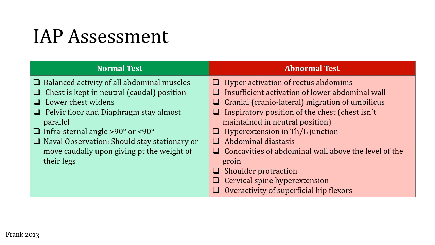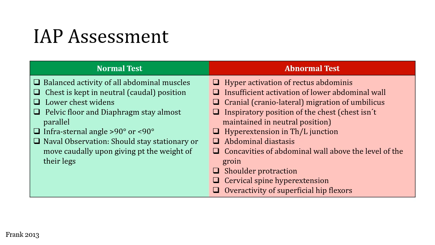Abnormal tests, so there's a number of compensations that you may see here with hyperactivation of the rectus, which would manifest itself with peaks and valleys along the anterior and even the anterior lateral abdominal wall. Insufficient activation of the lower abdominal wall, so this can be assessed through palpation right above the inguinal ligament. Cranial and cranial lateral migration of the umbilicus.